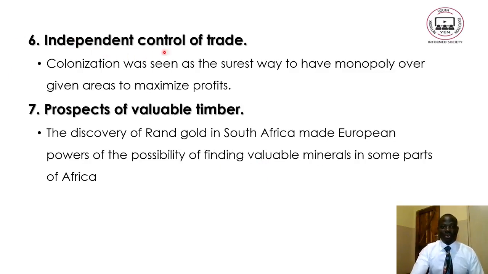Also, independent control of trade. Colonization was seen as the surest way to have monopoly over given areas to maximize profits. So they wanted to colonize the area so that they could monopolize trade in that area. For example, if maybe we talk of Congo, if Congo belongs to France, it means that all the trade in that area, the French will be the ones doing trade in that same area.